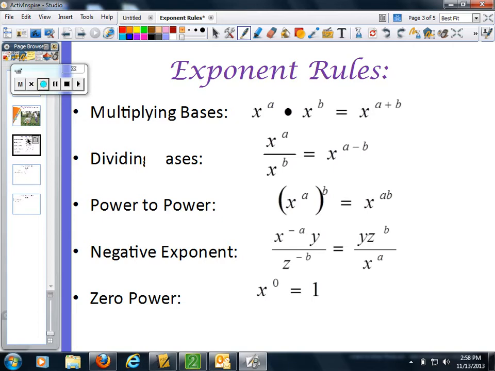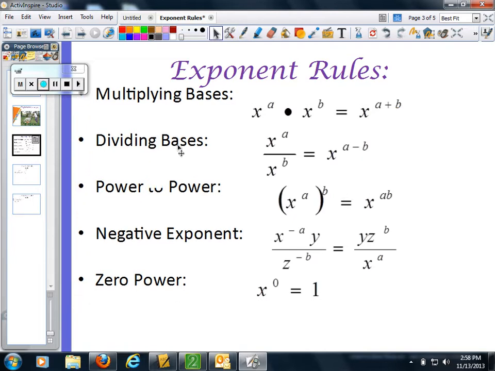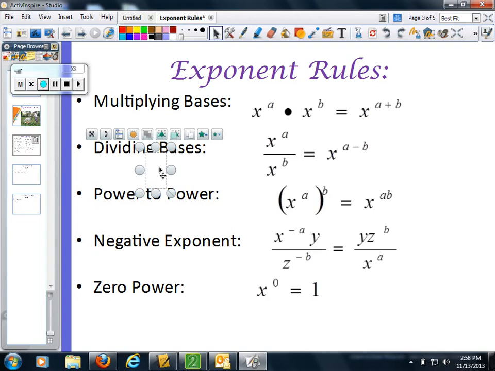So the first one is multiplying the bases. Basically, if you have x to some exponent, in this case we're going to call that exponent a, times x to an exponent b, we're going to say that equals x to the a plus b. And I am not sure why half my word is gone here. Interesting. I need to read that.